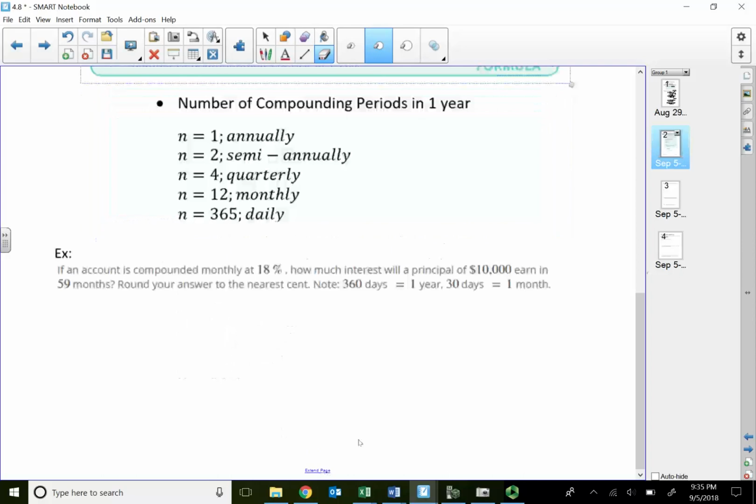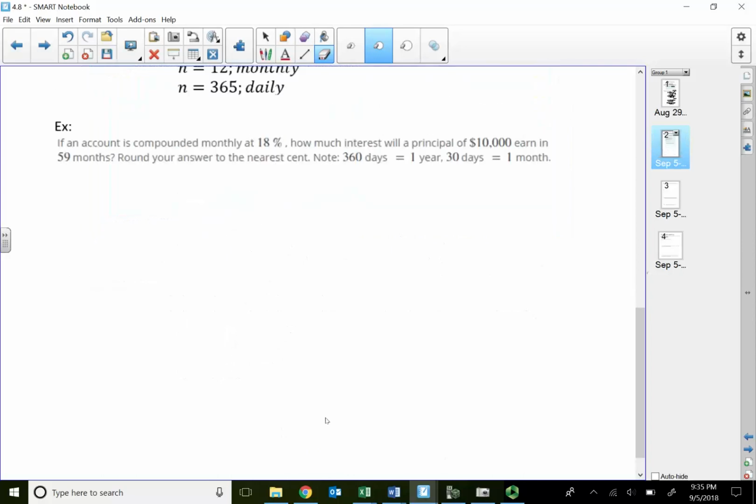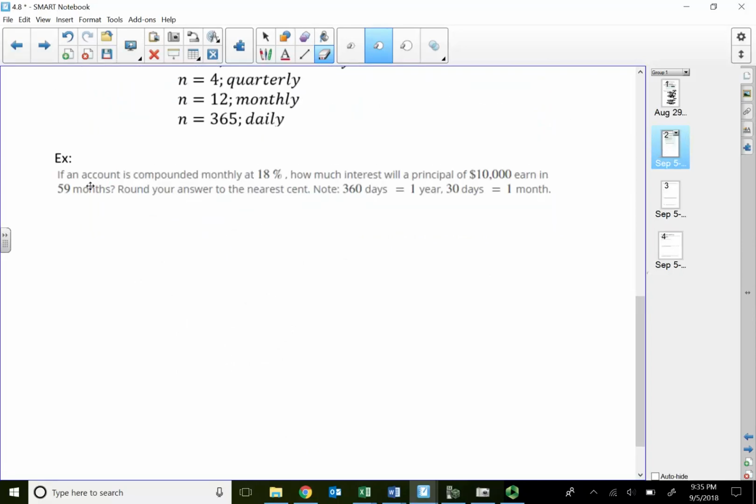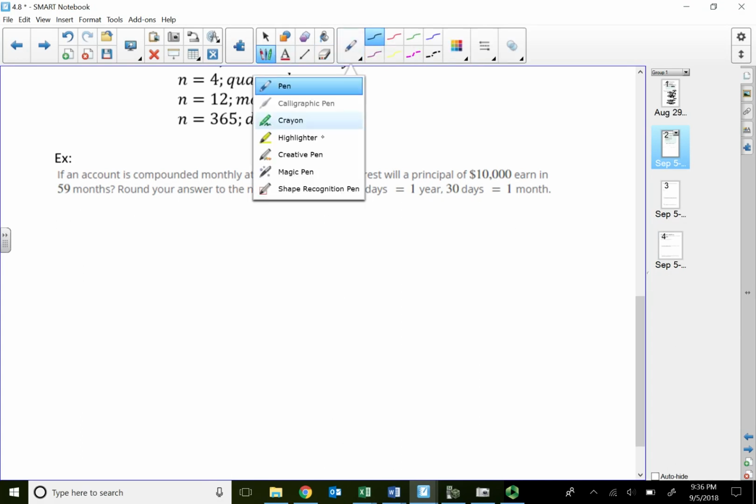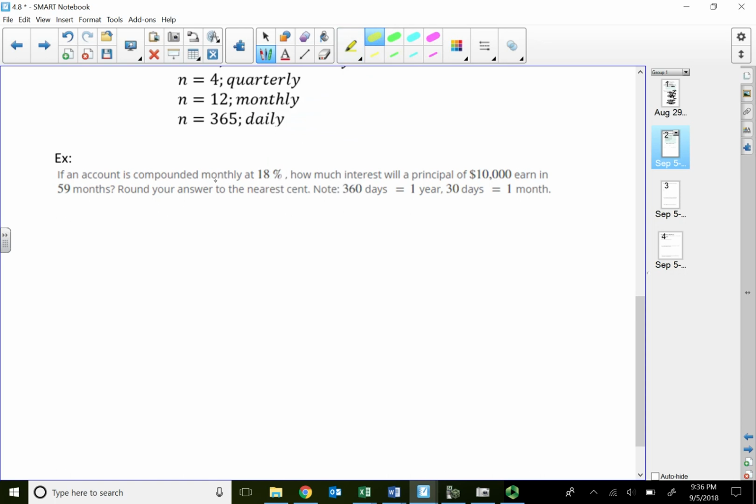All right, so let's try it. I'm going to write down the formula a couple of times. If an account is compounded monthly, right there, when they say compounded monthly, the word compound tells you to use the compound interest formula.